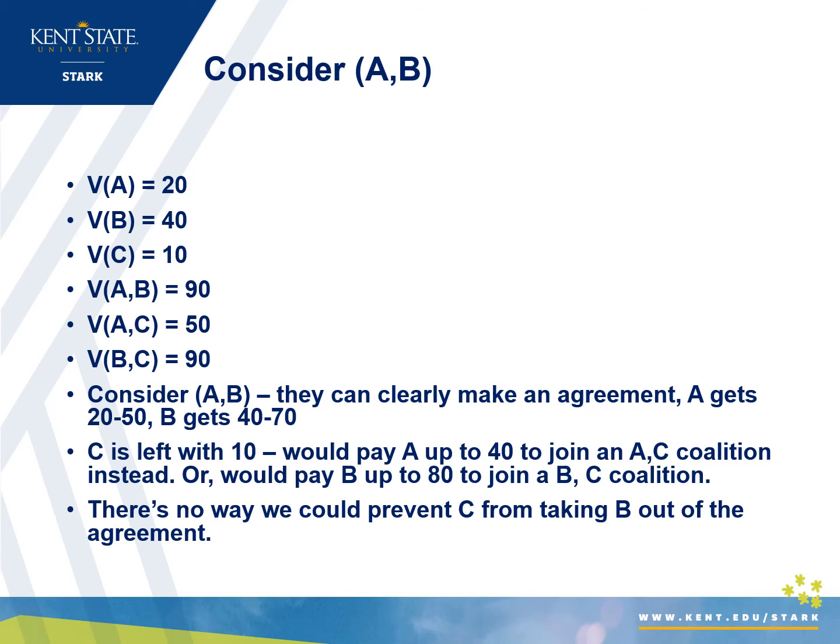So what that means then, when we look at all of these numbers, is that there's really no way for the AB coalition to prevent C from bidding B away. If C is willing to pay, say, 75, that's more than the AB coalition can give to B and keep A involved. So B is going to get bid away into a BC coalition.